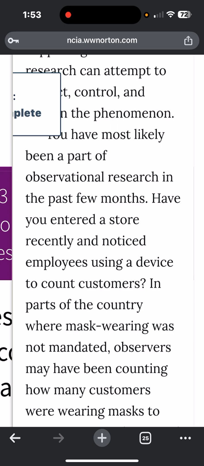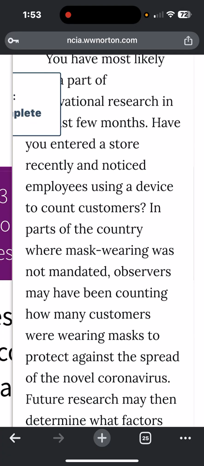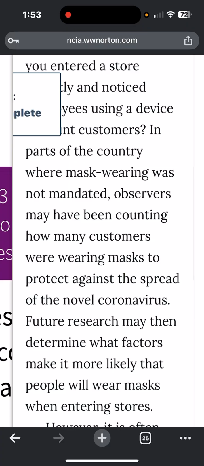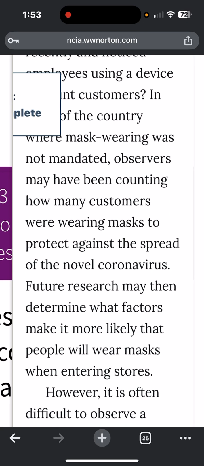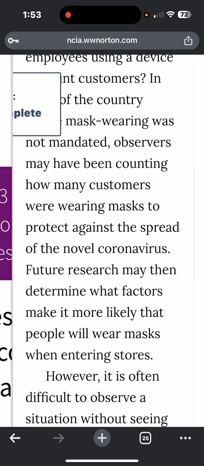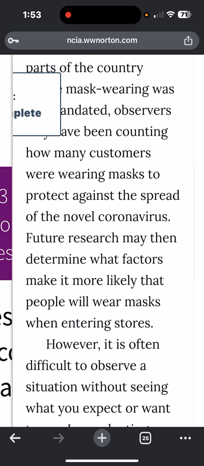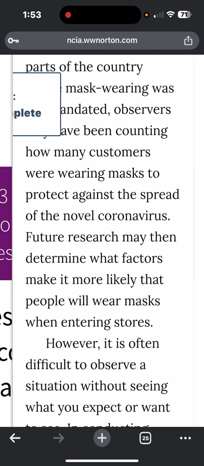Have you entered a store recently and noticed employees using a device to count customers? No? In parts of the country where mask wearing was not mandated, observers may have been counting how many customers were wearing masks to protect against the spread of the novel coronavirus.